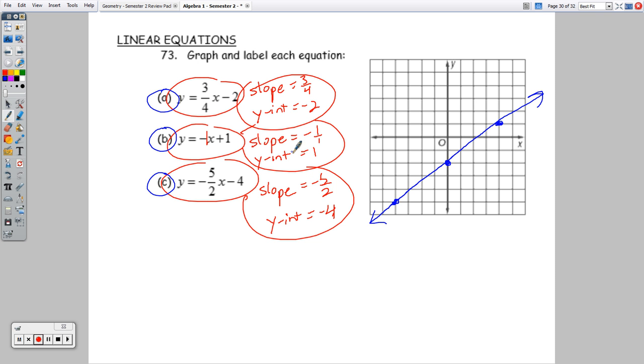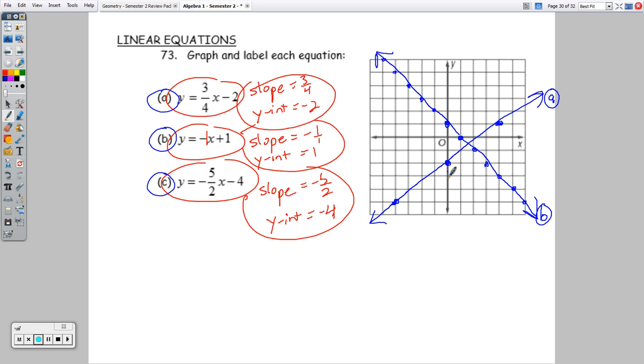This one, y-intercept at 1, and you've got a slope of negative 1. So negative 1 over 1. That pattern would continue going downhill as you move from left to right, and connecting those dots, you'd have a line that looks like that. Again, you should use a straight edge, but I'm just trying to get you the gist here. That is A, that is B, and then C starting at -4.